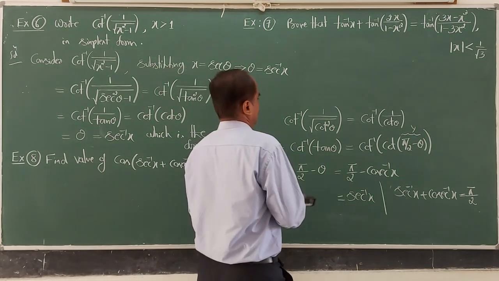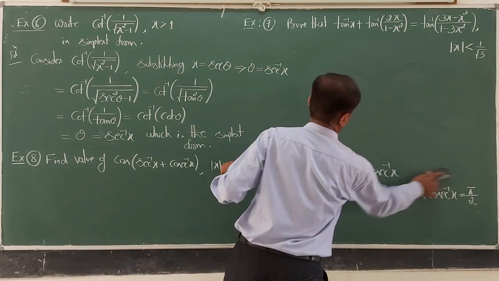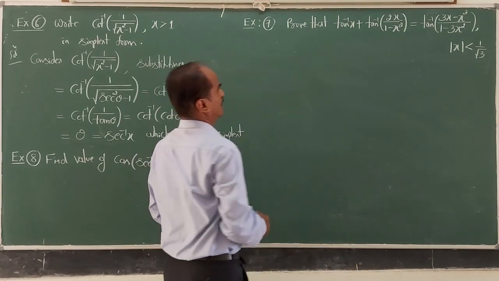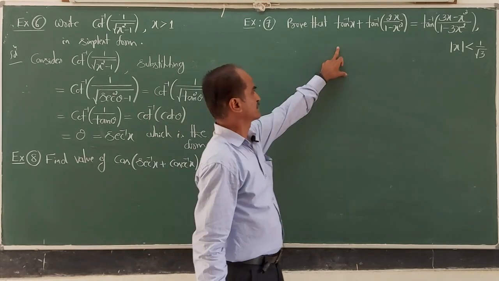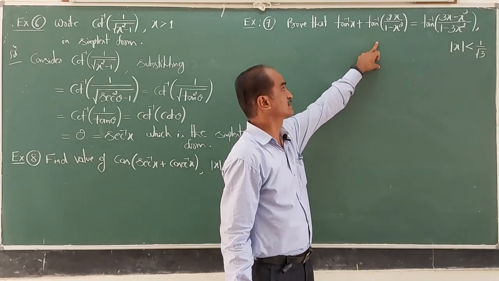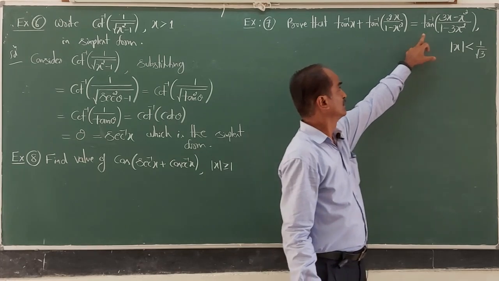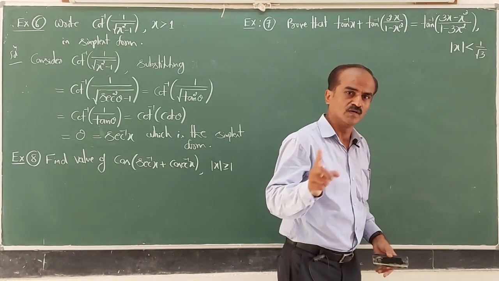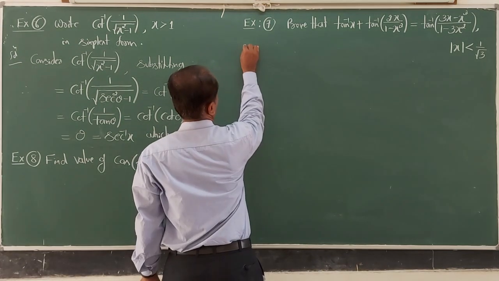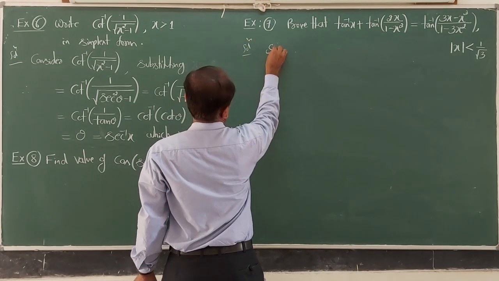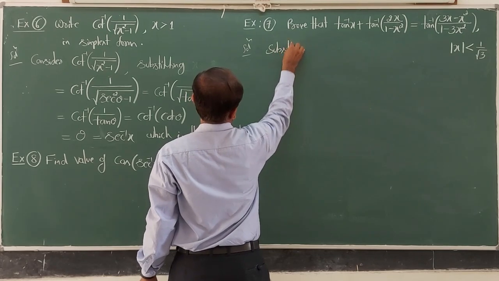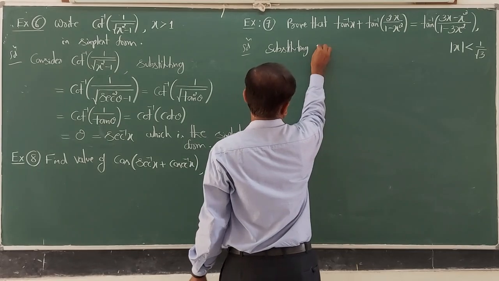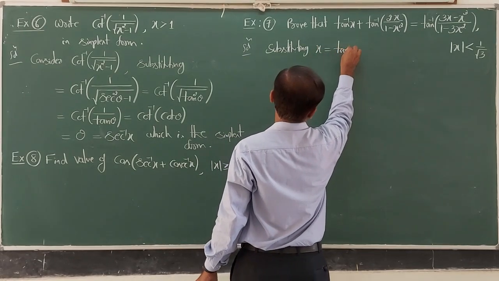Okay, now let me take the 7th question. It is required to prove that tan inverse x plus tan inverse of 2x by 1 minus x square is equal to tan inverse of 3x minus x cube by 1 minus 3x square. One of the ways of answering this is, I will substitute x equal to tan theta.